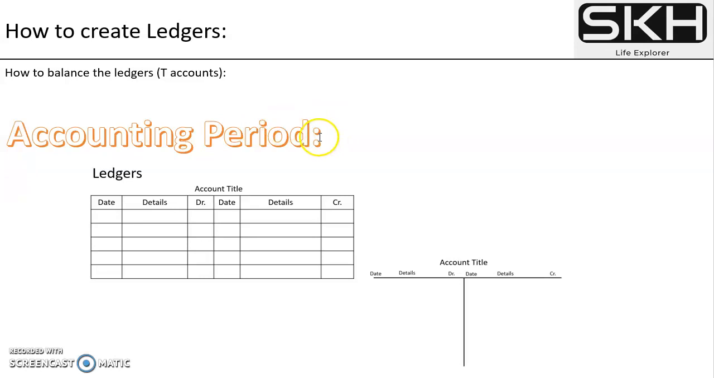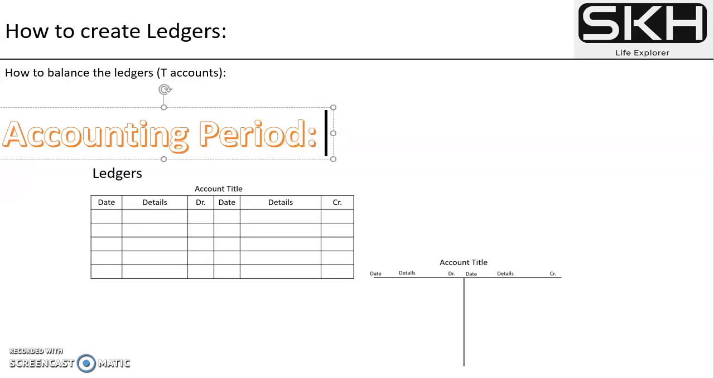For example, if the accounting period starts from 1st January, it will end on 31st December every year. So we prepare the accounts starting from 1st January till 31st December, and on 31st December every year we close the accounts and see whether our business has made profit or loss, and then the next year starts. We will talk more about accounting period in the coming video.